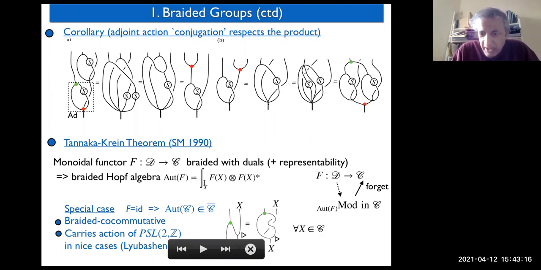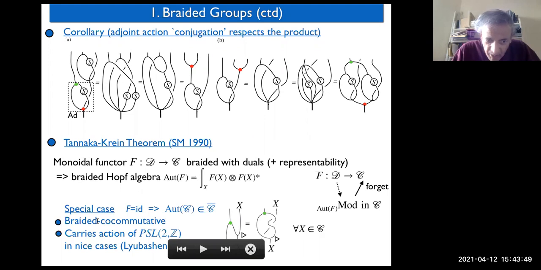This indicates a coend. But abstractly, Aut F is the universal object which makes this diagram commute, such that the functor you began with factors through the modules in the category of this Hopf algebra via the forgetful functor. So that is the abstract definition. Now, if you take F to be the identity, then what it means is that every monoidal braided category has within itself, maybe in a co-completion of it, a braided Hopf algebra.